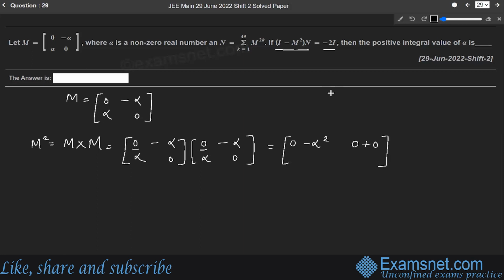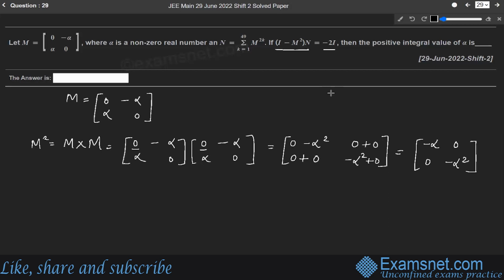Then multiplying second row with the first column. Alpha into 0 is 0 and 0 into alpha is again 0. Then multiplying second row with second column. All right. So alpha into minus alpha is minus alpha square. 0 into 0 is 0. So the value of M square will be minus alpha square, 0, 0 and minus alpha square.